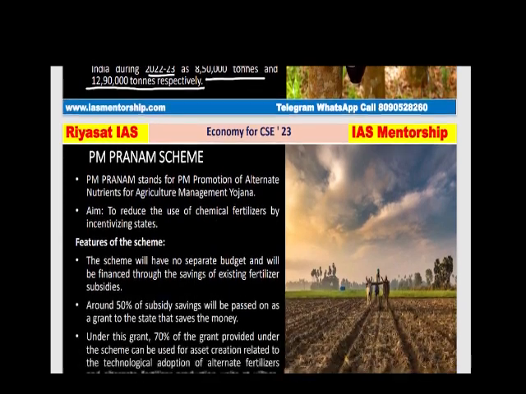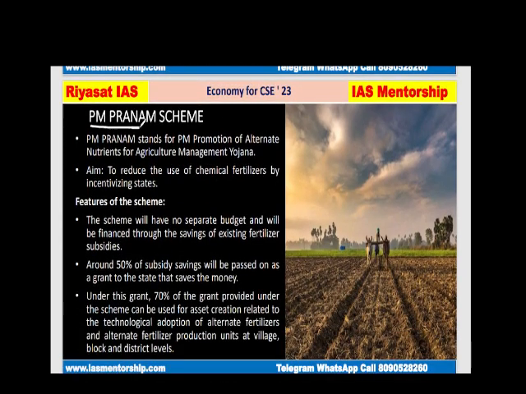Understood? Next. Moving on to the next scheme, that is your PM Pranam scheme. It is very important. What is the full form of Pranam? Promotion for Alternate Nutrients for Agriculture Management Yojana. Clear? Basically, this scheme aims to reduce the chemical fertilizer by giving some incentives to the states, to reduce the use of chemical fertilizer by incentivizing states.